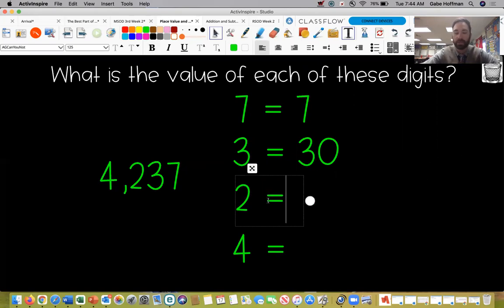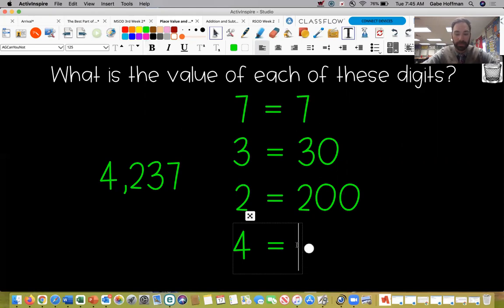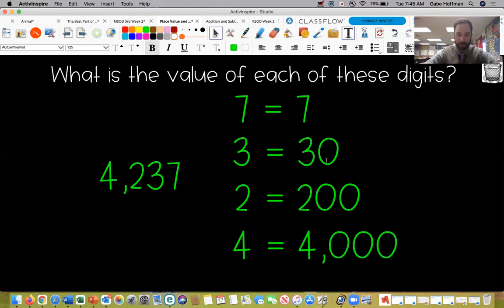You have a 2 in the hundreds place. So what would be the value of that 2? Your answer should be 200. And then you have a 4 in the thousands place. What's that worth? The value of that 4 would be 4,000. So you have 4,237.